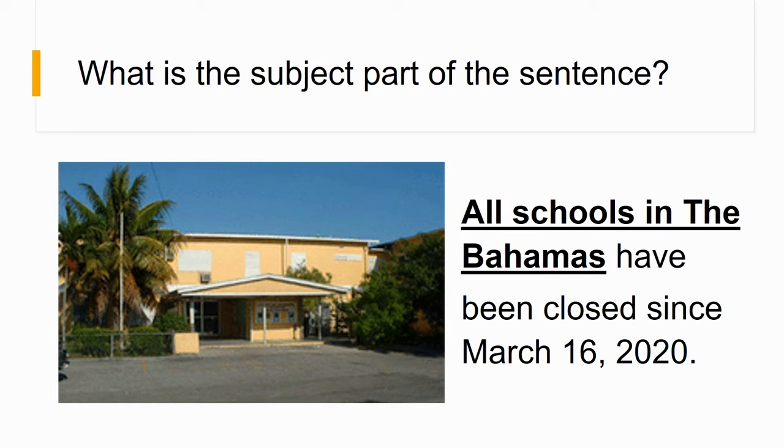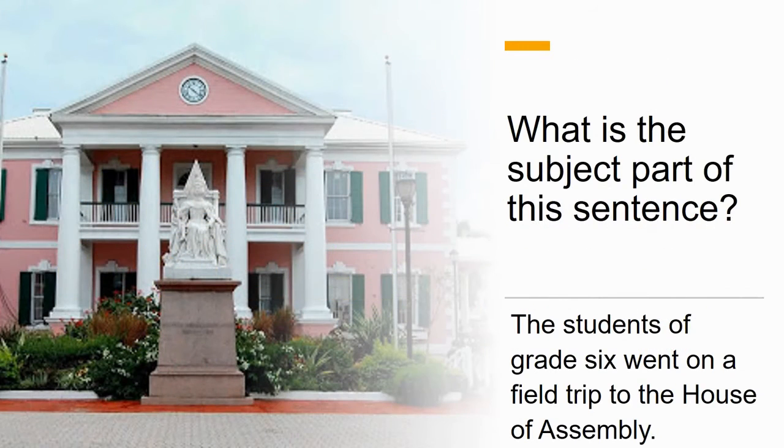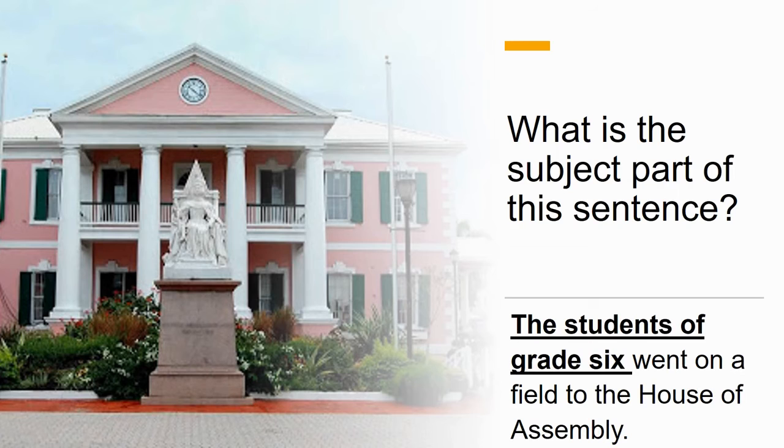Let's try another one, boys and girls. Okay, let's read this sentence together. The students of grade 6 went on a field trip to the House of Assembly. Again, stop and ask yourself, who is this sentence about? What is this sentence about? Yes, boys and girls, this sentence is about the students of grade 6.